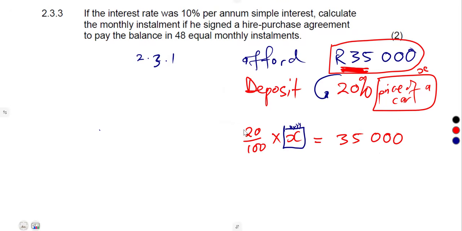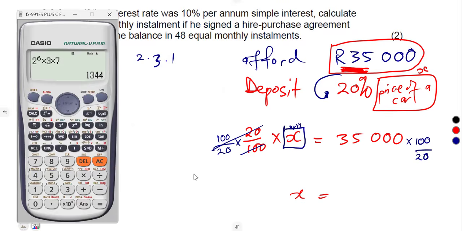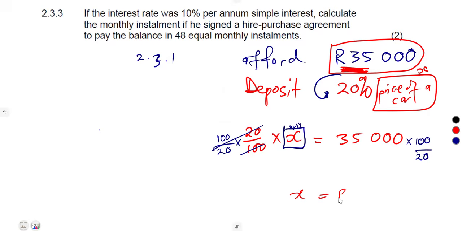So get rid of 20 over 100. You can multiply by the reciprocal or inverse, 100 over 20. Just interchange the numbers. So that was going to cancel. We have got our X. So multiply this on your calculator, guys. This is 35,000 times 100 over 20. All right. So that was going to give us 175,000. So that is the price of the car.